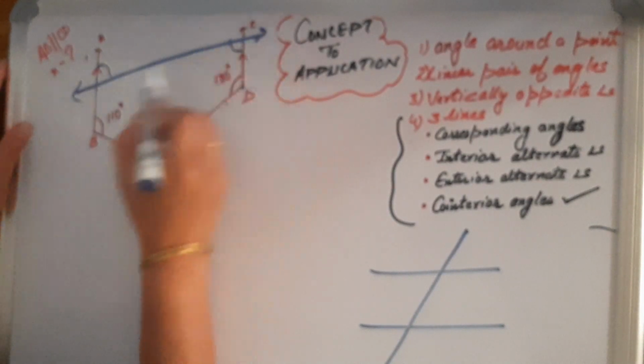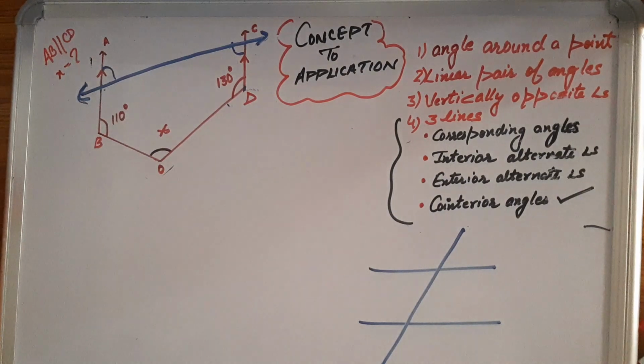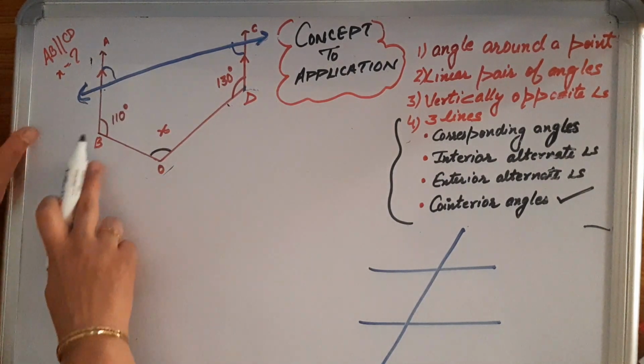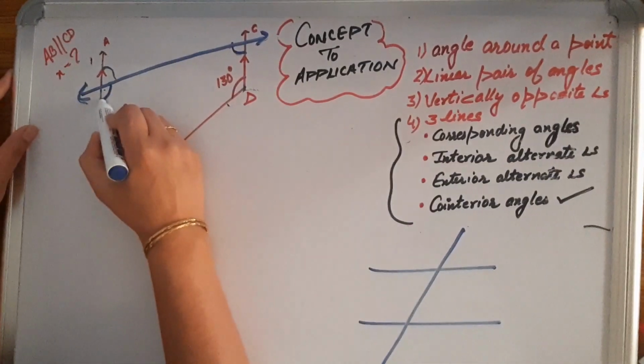I constructed a line here. Why did I construct it? Because I have been given a parallel line, but I was not given any transversal. This was not a transversal. But by constructing a transversal, I got something.